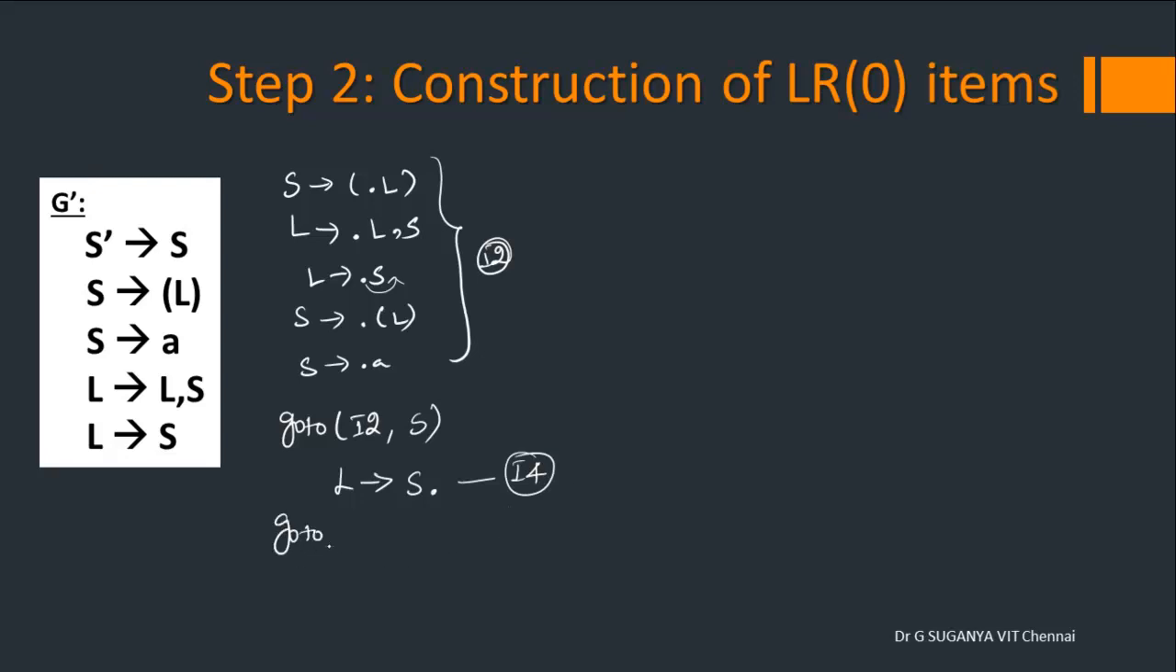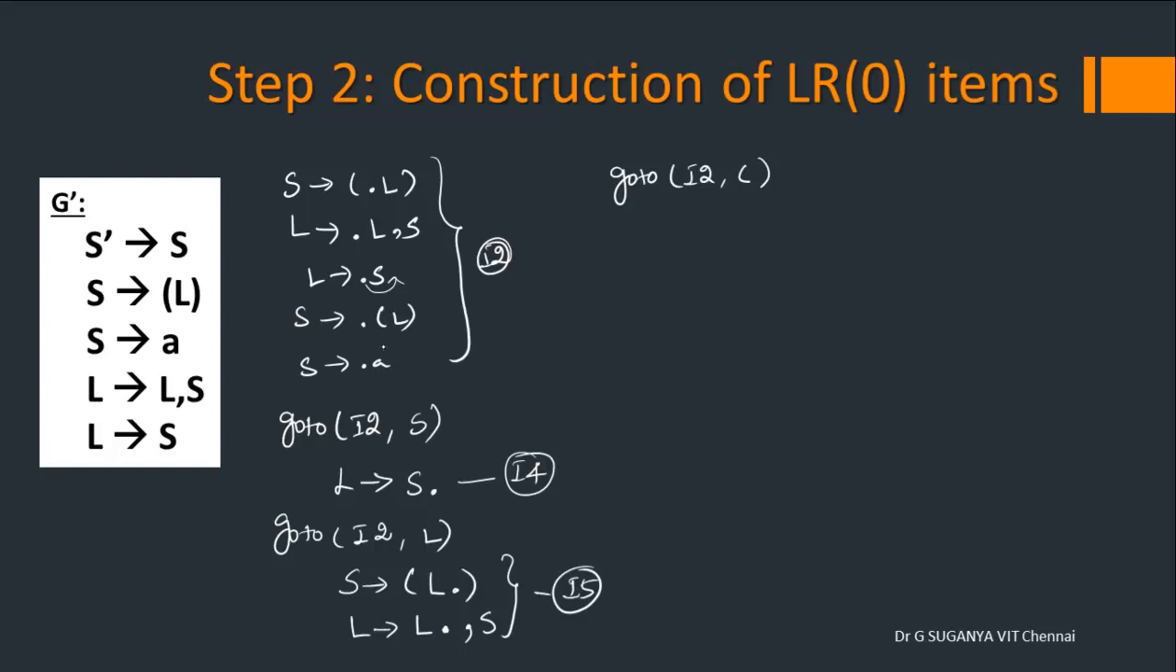And then goto of I2 comma, the next non-terminal which is L. You could see dot is followed by L in two different positions, so you have to add both the things. After moving here, it will go like that, and after moving here, L dot comma S. Here dot is followed by a terminal in both the cases, and hence this will be the next item, which is I5. Once done, goto of I2 comma, left bracket.